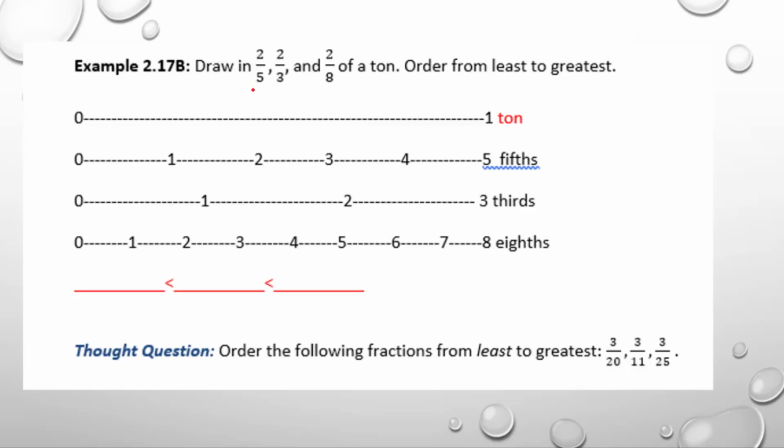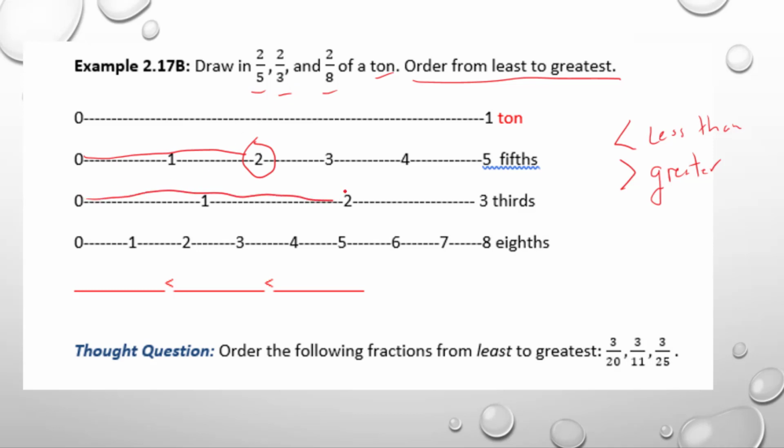So we're going to fill in here 2/5, 2/3, and 2/8 of a ton. And then we're going to order them from least to greatest. And just in case, that means less than. And that sign there means greater than. So 2/5 is right here. So this is 2/5 of a ton. 2/3 is right here. So that's 2/3 of a ton. And finally 2/8 would be right here. There's 2/8 of a ton.